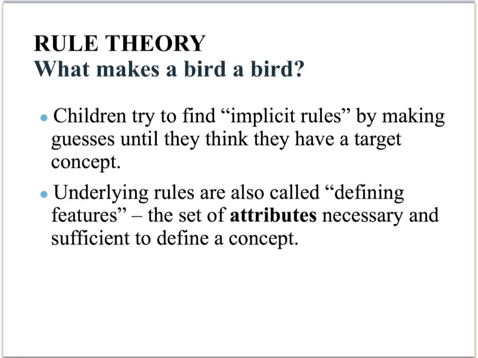Rule theory is another way of looking at how children form concepts. Rule theory is sometimes referred to as defining features theory. Remember that our brains like order. We do not like cognitive dissonance. Our brain is hardwired to categorize. If we can fit something new into a prior schema, our brain is happy. We know the defining features. We know the rules. Children mentally search for prior knowledge to find implicit rules in a new idea. Those rules are the defining features or the attributes that are necessary to define a concept.